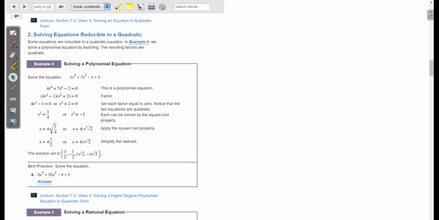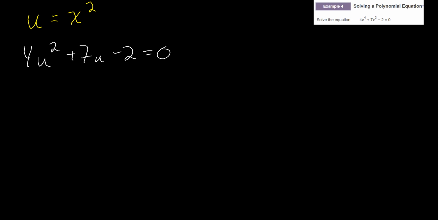Oh, this one looks awful. Oh, this looks terrible. Okay, well, here we go. Here, calm down, breathe. Here we go. So we'll just go ahead and start. I said that we can just set up the u being equal to whatever the middle variable is. The middle variable here is x squared. Okay, so now I can rewrite this as 4u squared plus 7u minus 2. That's going to be equal to 0.